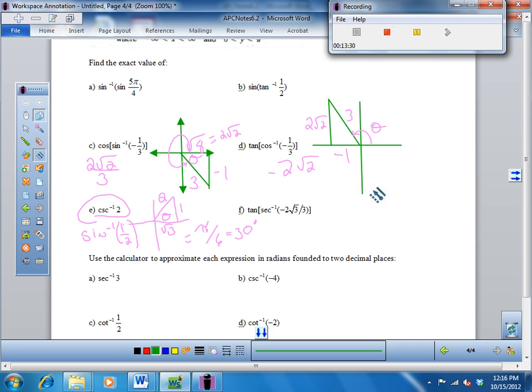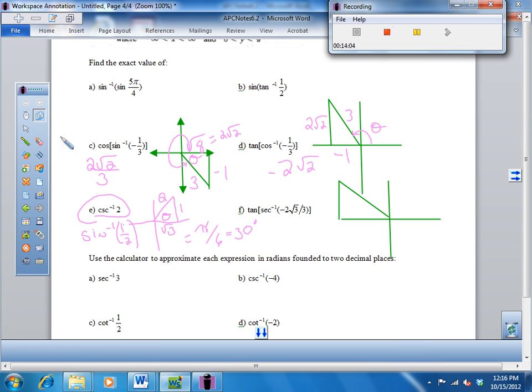Let's do this one. Which quadrant am I going to be in? Where is secant negative? Same as cosine. Secant is the reciprocal of cosine, right? So cosine and secant are both negative in quadrant 2. Yeah, that's right. And so you call this side actually positive 2 root 3.